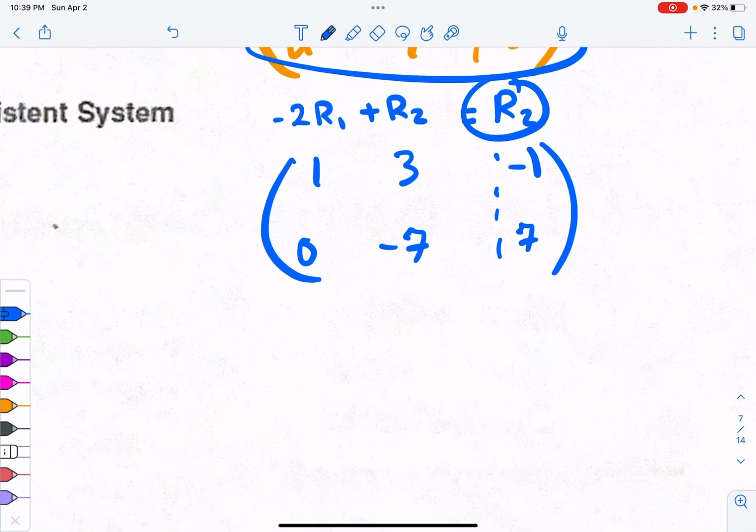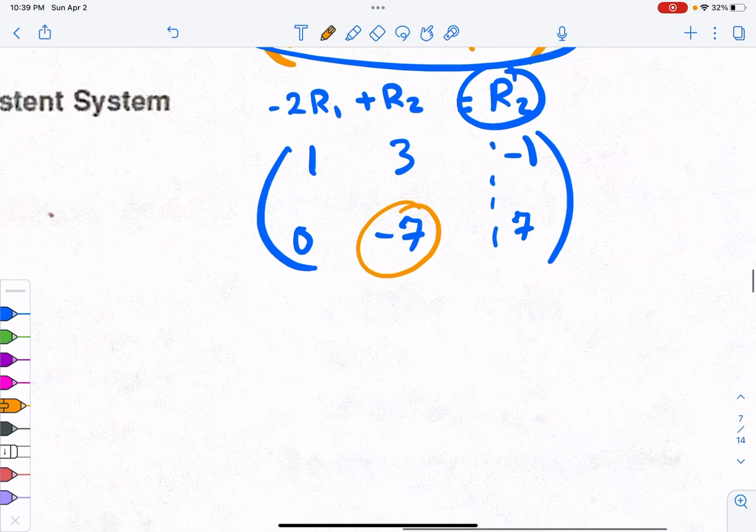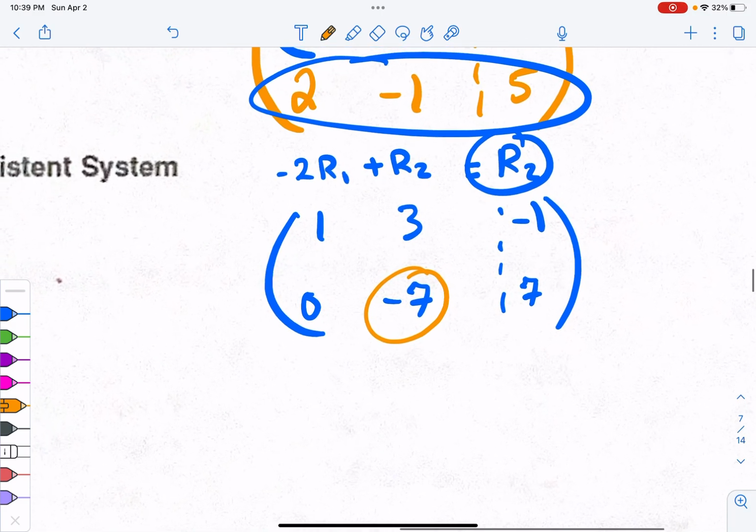Now we go from here, and the next thing we try to do is get this guy to be a +1, okay? So what I'm going to have to do is divide by -7, okay? Now typically we use multiply, so instead of dividing by -7, I would be multiplying by -1/7, but we'll just go ahead and write it.